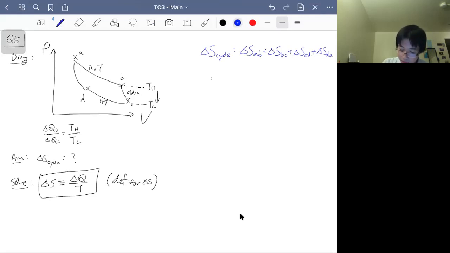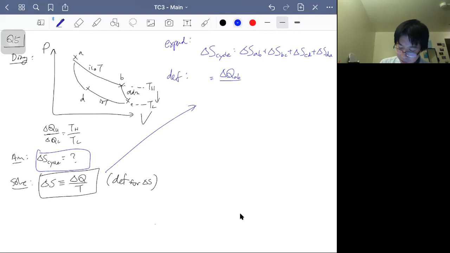Now AB, that means delta Q AB. I can use my definition now. The first step, what I'm doing is just backwards engineering it, expanding this out. And now I'm going to use the definition. So here, technically I should write A or B. Should I write TA or TB, if it's a change in heat going from A to B? It's a trick question, it doesn't matter because it's isothermal, same temperature, so TA and TB are the same.